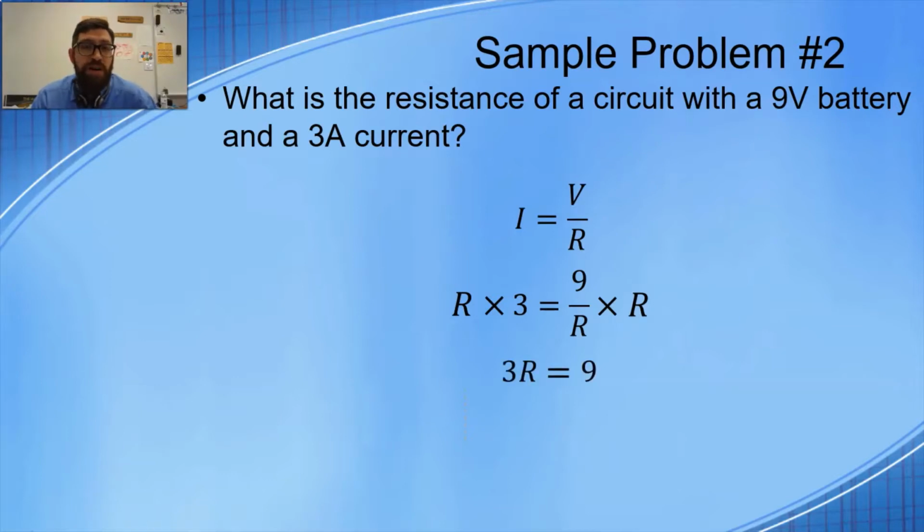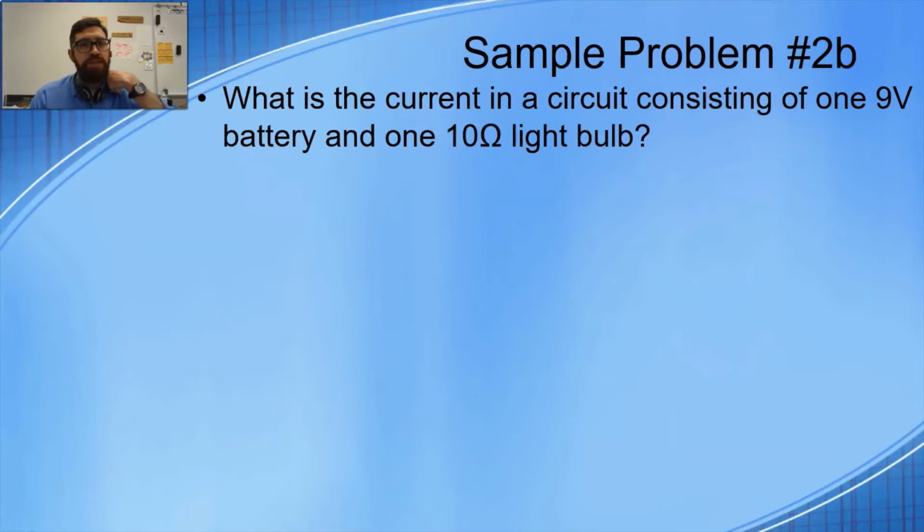We end up with 3R equals 9. And now it's a lot easier to see that what we need to do is divide by 3. 9 divided by 3 gives us 3 ohms of resistance. 9-volt battery, 3 amps of current, 3 ohms of resistance. Fairly simple and straightforward problem. All right, I want you to try this one now. Pause the video and see if you can do this one on your own.